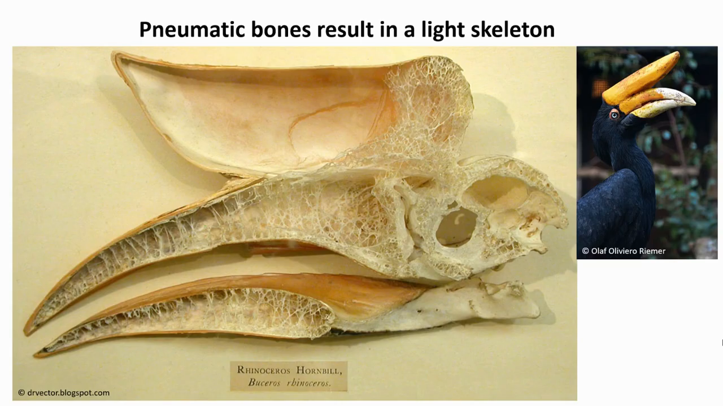In addition, birds have hollow bones, which is beneficial for flight because you have a very light skeleton. Here you can see the skull of a rhinoceros hornbill, and you can notice that there's a lot of hollow spaces and networks of fibers that provide support for the skull.